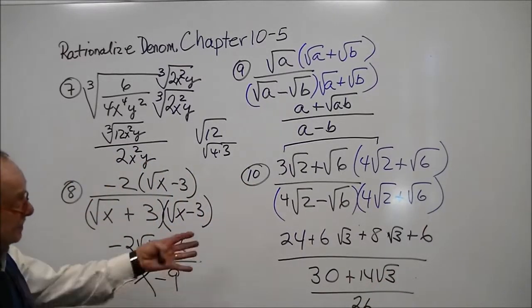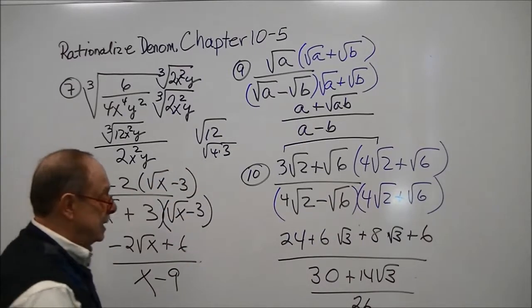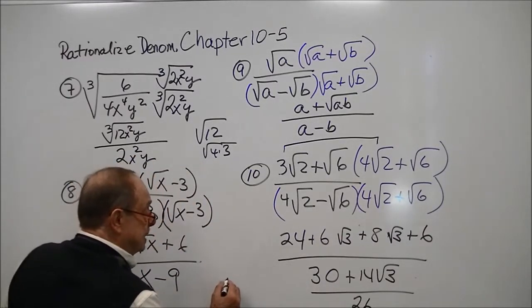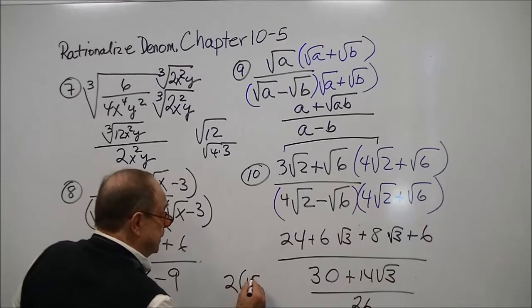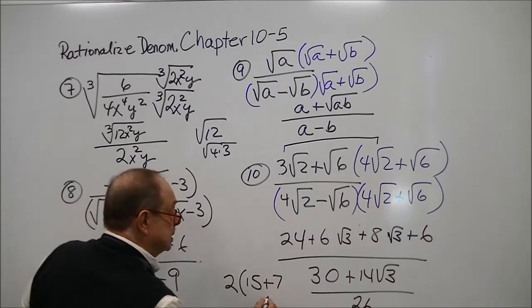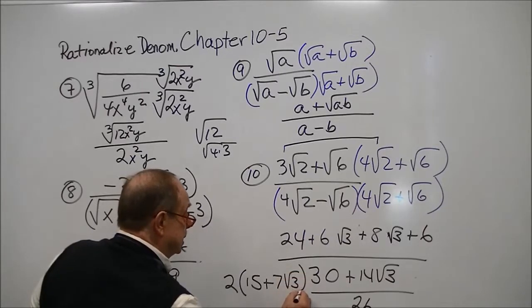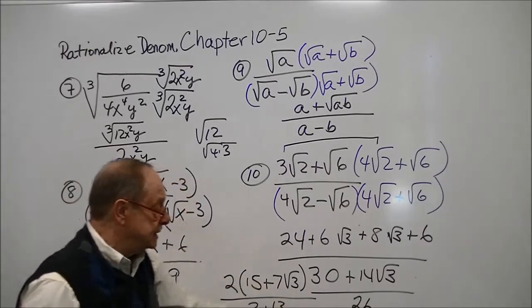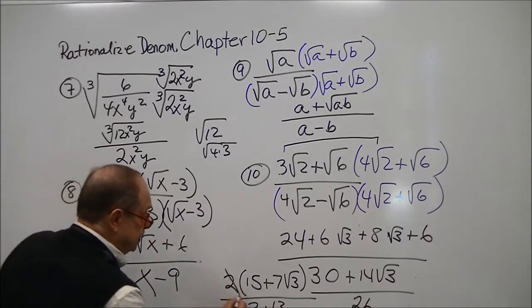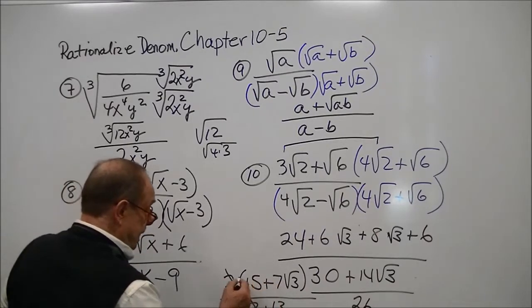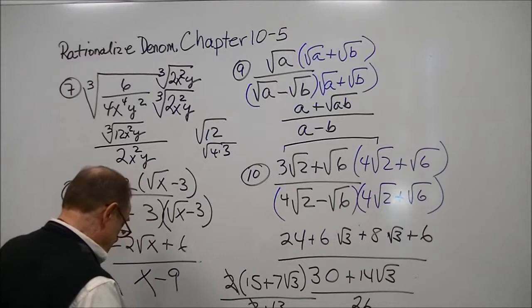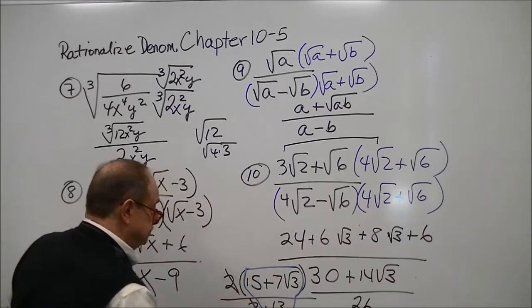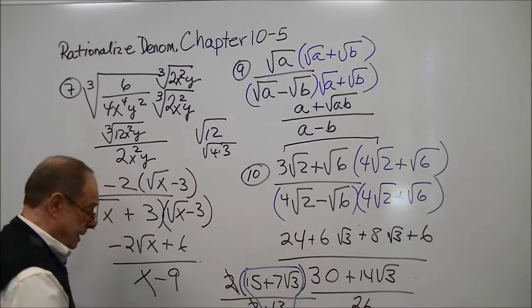But, again, that's a pretty good answer. We did lots of stuff. We could factor out a 2 from up here, and this becomes then 2 times 15 plus 7 square root of 3, all over 2 times 13, which is what 26 is. And then our 2's cancel out. And what we have here then, I'll put it in blue, is our best answer. Lots of stuff going on.